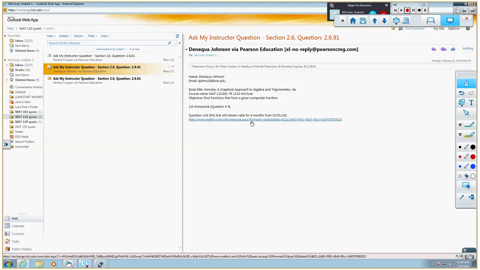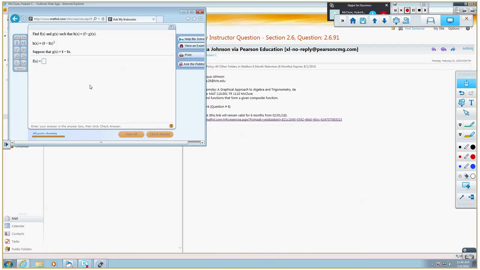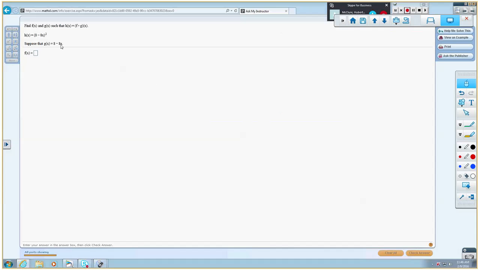Next one is 2.691/8. This one says, find f of x and g of x such that h of x is f composed of g of x. All right, this one you have to think in terms of going backwards. Write it down first. Write down the directions too. You're going to have to write it word for word for you to understand how to do this problem.